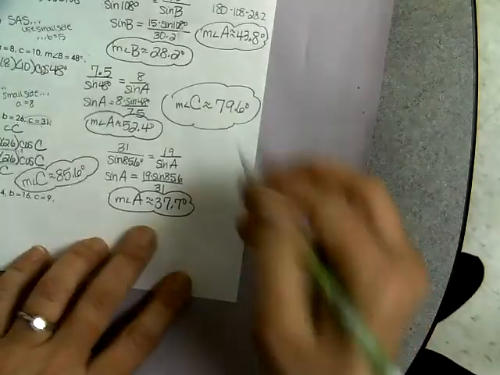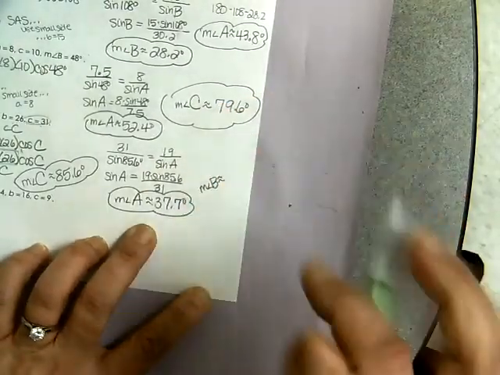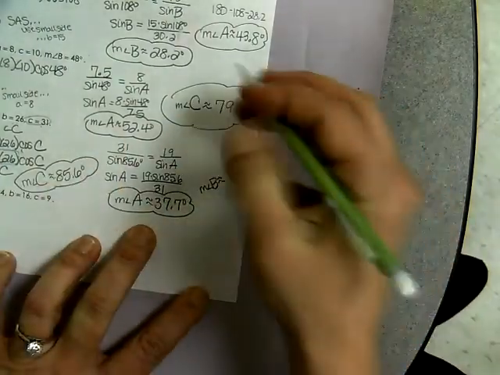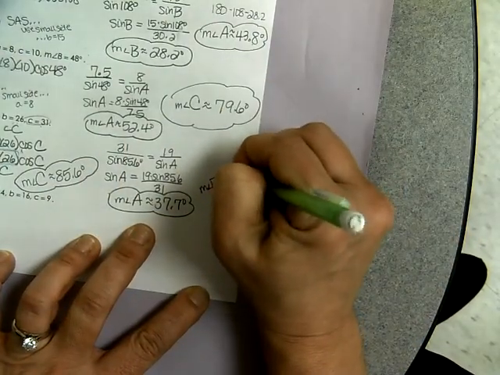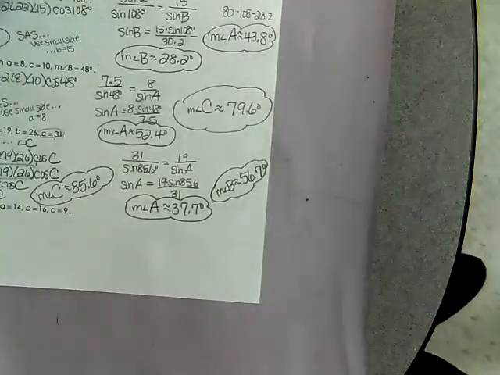And the only thing missing is that third angle, the measure of angle B. I'll take 180 minus angle C minus angle A, and that gives me about 56.7 degrees for angle B.